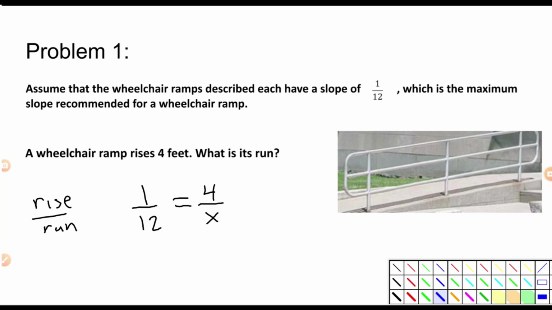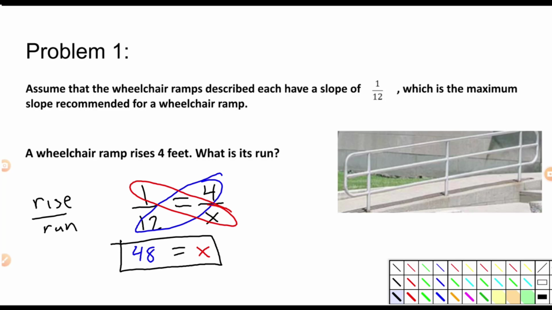So let's do the same thing. Multiply your means, which is 48, and that should equal your extremes, which would be just x. So if your ramp is 48 feet long, it should have a rise of 4. And your ramp could be longer than 48. That's just the maximum. So if you have a 4-foot rise, that's a pretty long ramp, in my opinion. That's long.